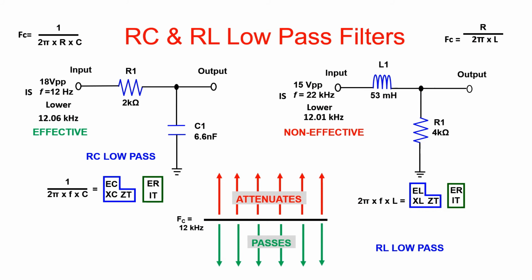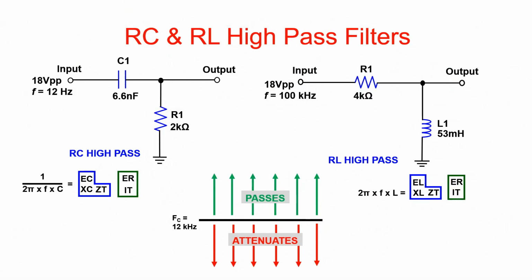Let's try the same thing for the next 2. Remember, the position of the capacitor determines what type of filter it is. Since it's high, it's a high pass. Now to calculate the FC. Well, what do you know? It's the same values as the RC low pass. So let's skip ahead to seeing if it's effective or not. 12 Hz is not higher than 12.06 kHz. Therefore, it is non-effective. Now for the RL high pass. Mountain over hills, right? Is 100 kHz higher than 12.01 kHz? Yes. Therefore, the output of the filter is effective.